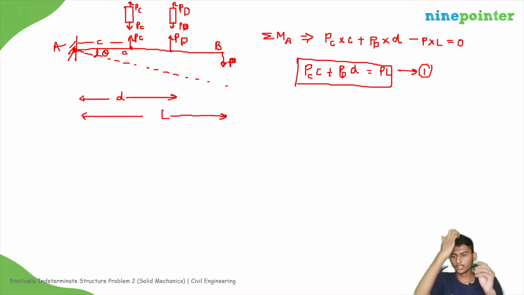So see, here the unknowns are PC and PD. We already know the values of C, D, P, L. So to find PC and PD, we need two equations, but the equilibrium equation is only one.